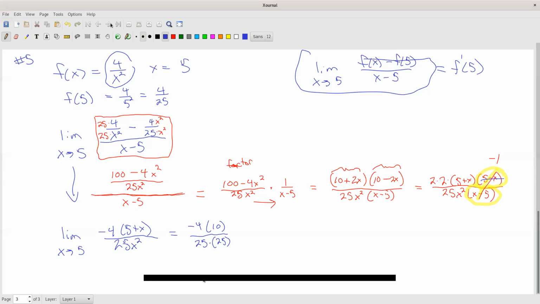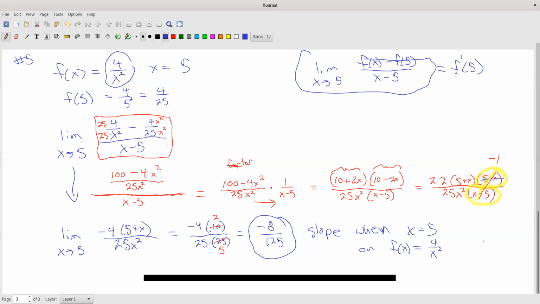And does this clean up at all? I think it does a little bit, right? 5 goes into 10 twice, and 5 goes into 25 5 times. 2 times 4 is 8, so I get a -8. And 25 times 5 is 125. So I think this is the slope when x equals 5 on f of x equals 4 over x squared.